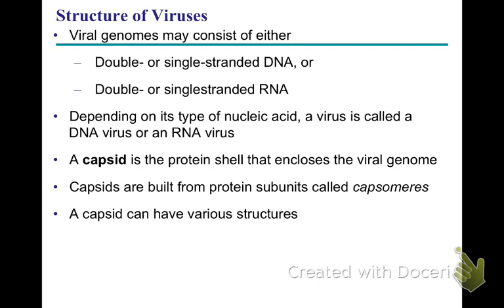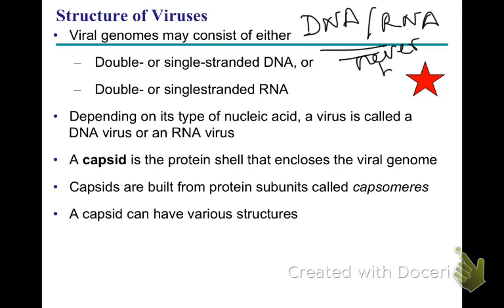So, viruses can have either DNA or RNA, never both. And if they have DNA or RNA, there are other options. They can be double-stranded DNA, two strands, or single-stranded DNA. They can be double-stranded RNA or single-stranded RNA. Depending on that, they can get classified too.